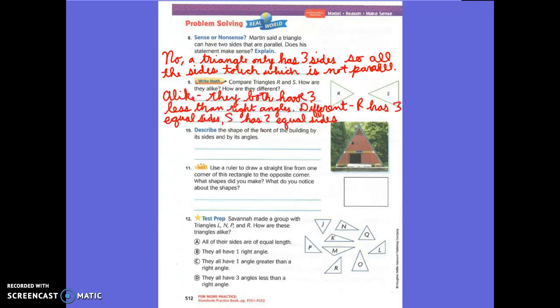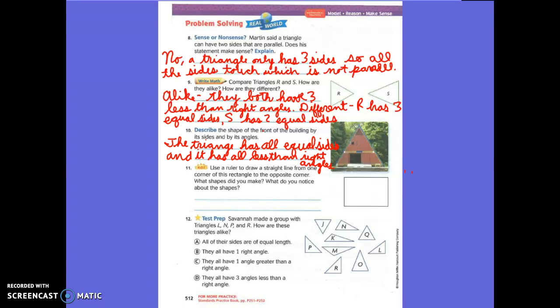Number 9, compare triangles R and S. How are they alike? How are they different? We said they are alike because both of them have three less than right angles. They are different because R has 3 equal sides and S has 2 equal sides.